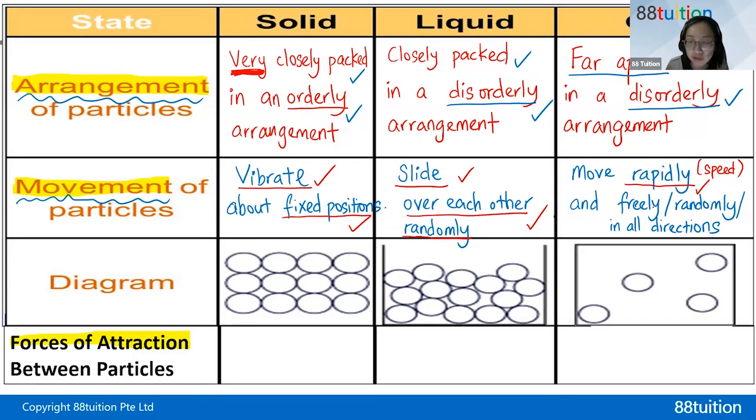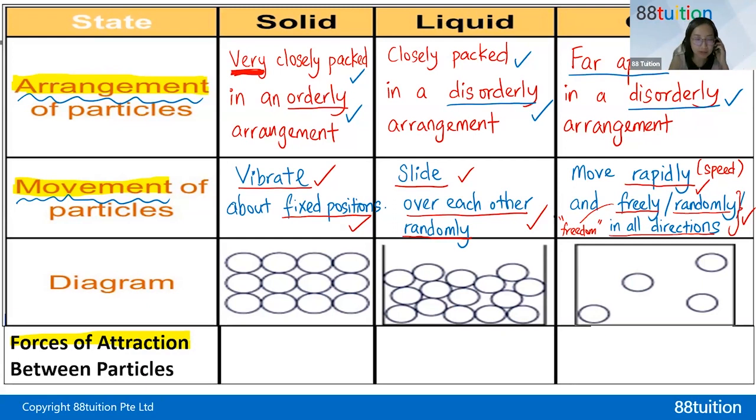So freely comes from the word freedom. Freely means they have the freedom to go anywhere. Don't use the word freedom, just put freely in quotation marks. Either you use freely or randomly or in all directions. You just pick one. All directions means some particles move up, some move down, some move left, some move right. Random, anyhow. Freely means freedom. They have the freedom to go anywhere.